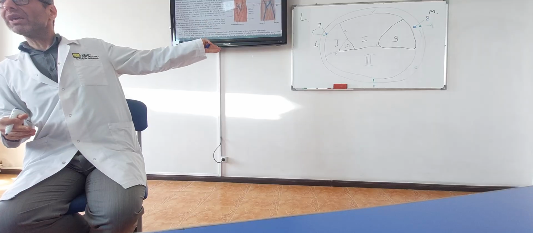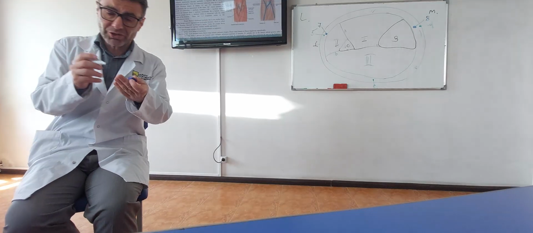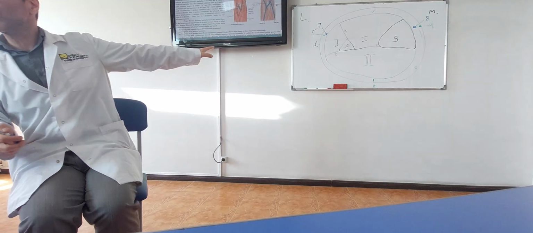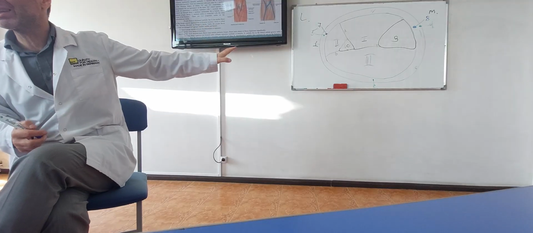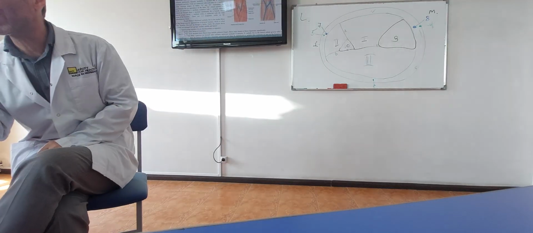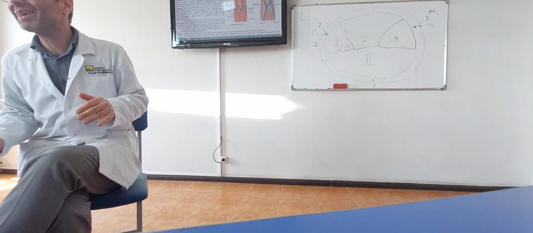Okay, this is 3 compartments. Now we need attention to me. From these 3 compartments, first and second are included in the anterior forearm region. Third is included in the posterior. How do we make this division?